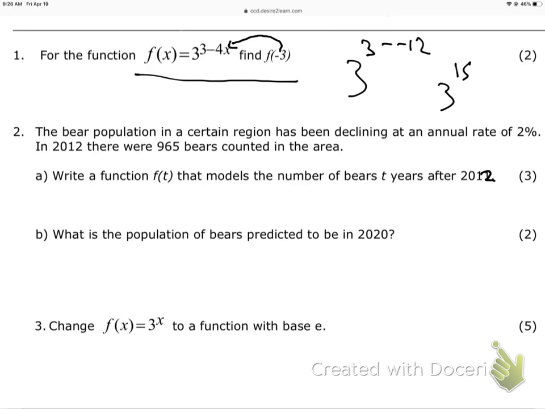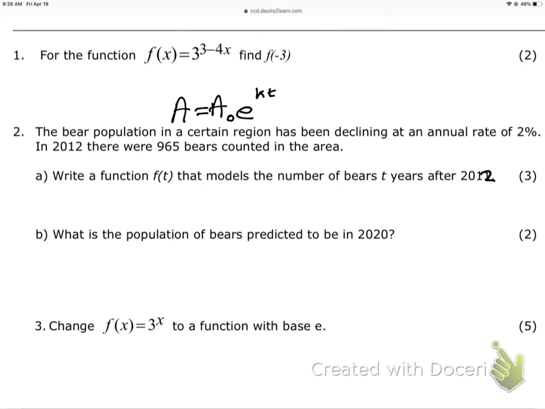Okay, so let's look at question 2 here. Right, we are going to be using the growth function A equals A_0 e to the kt. Okay, that actually could also be r. That's just the growth rate, that k. Some books write k, some books write an r there, okay? It's just the growth rate, or decay rate. This is actually declining. So, 2%.